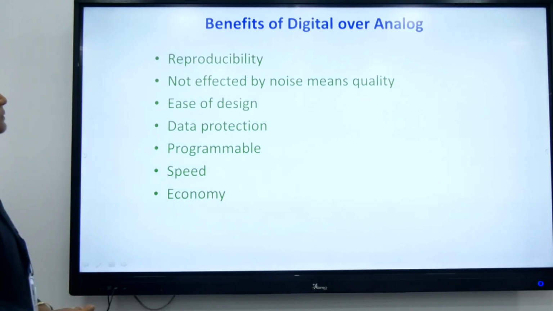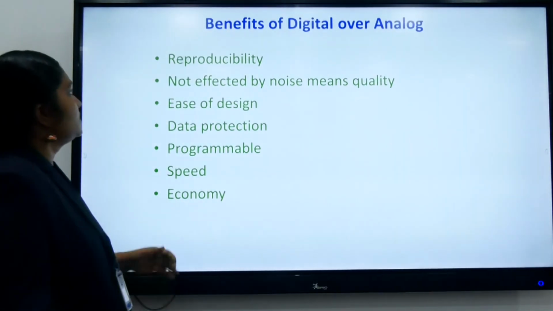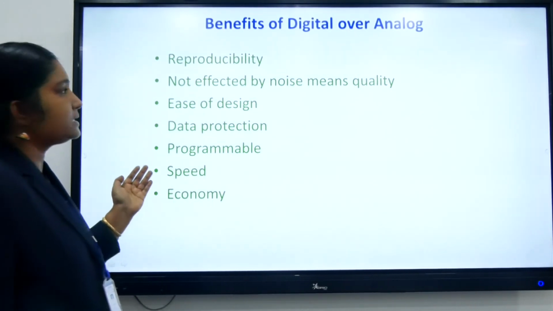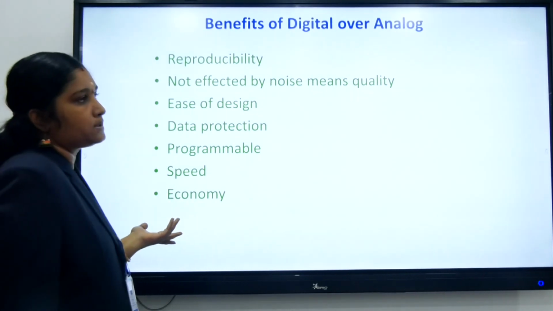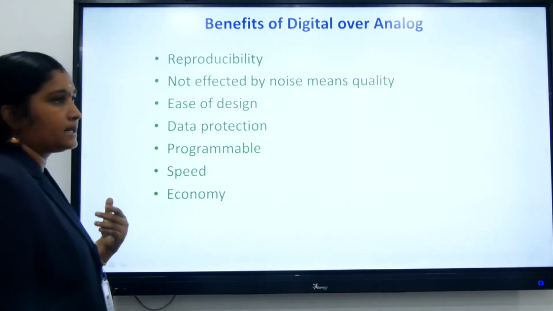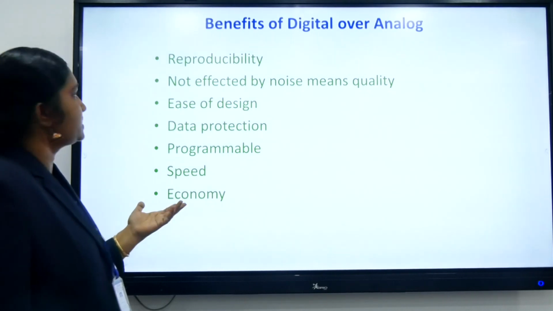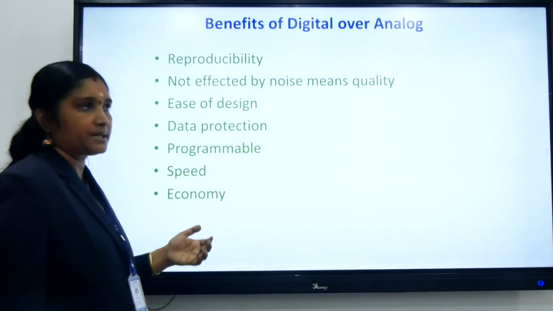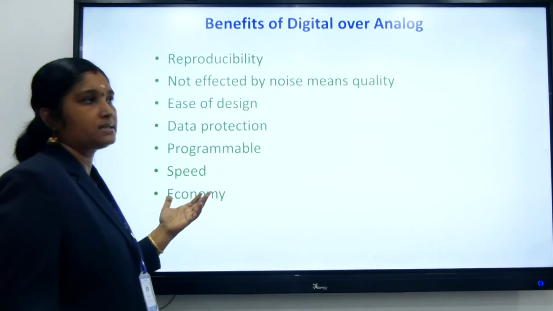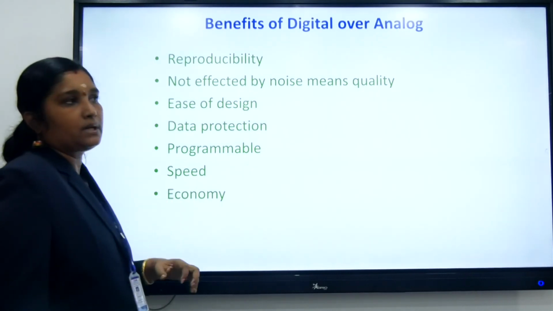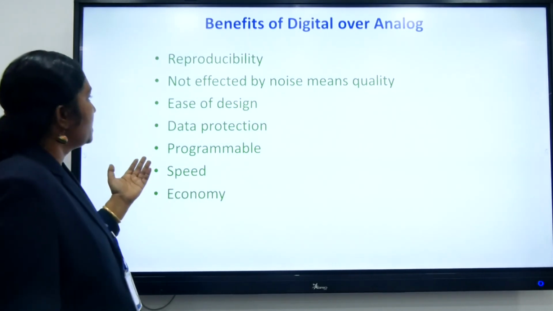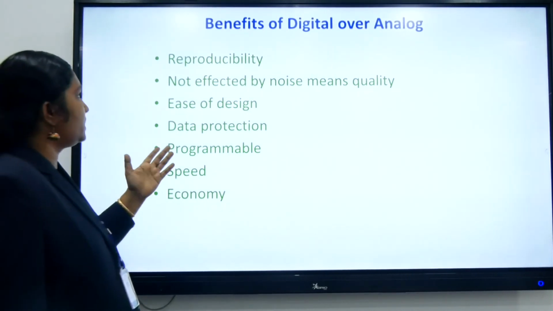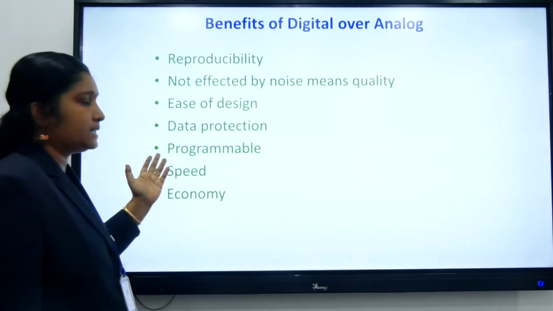Now coming to the advantages of digital over analog circuits. Digital circuits have reproducing capability, so we can reproduce the data from the digital signals, and they are less affected by noise because error detection and error correction codes are available in digital circuits. So we can retrieve the original information from the data. They are easy to design, the data protection is very good in digital circuits, and they are easily programmable.